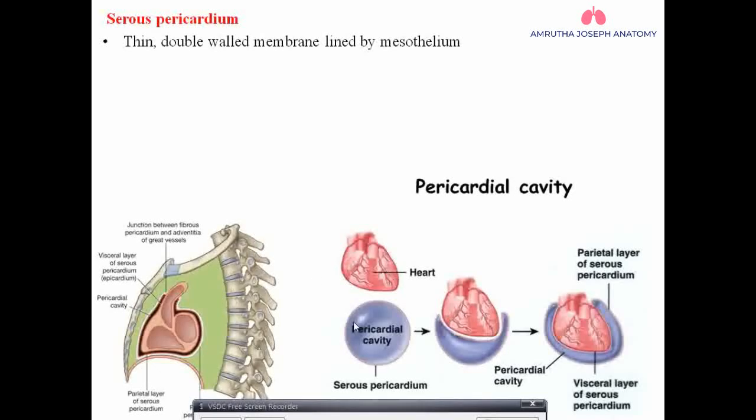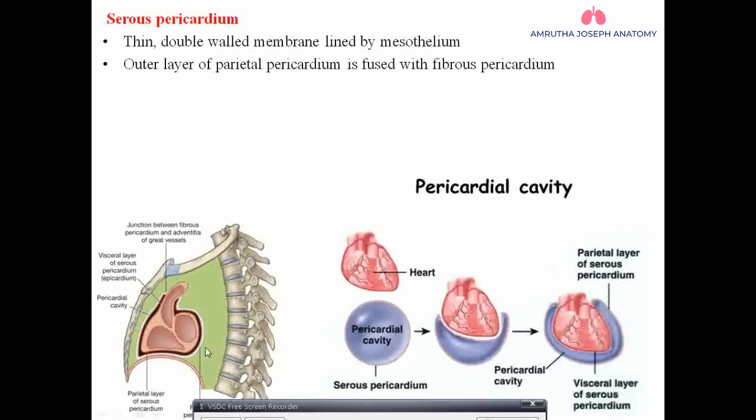The serous pericardium is a thin double-walled membrane, and the inner aspect of it is lined by mesothelium. They are the simple squamous epithelia which are lining the inner aspect of it. So, simple squamous epithelium here, lining the inner aspect. Outer layer of pericardium is fused with fibrous pericardium.